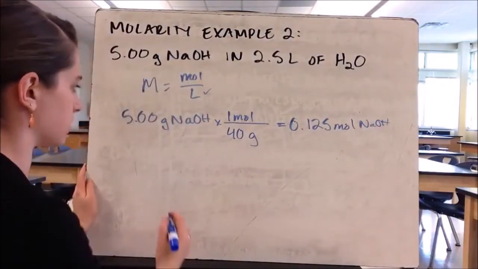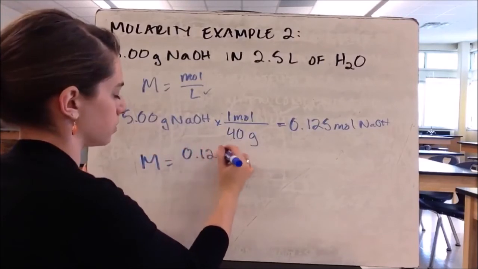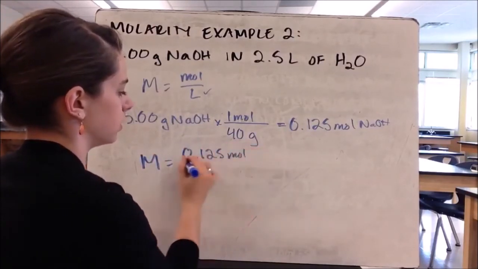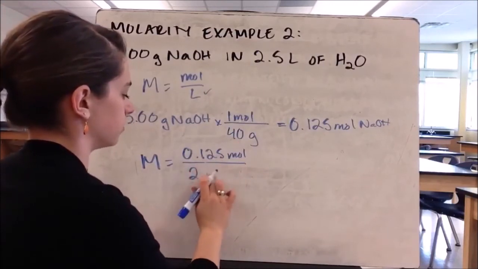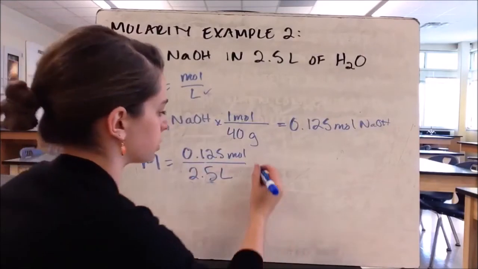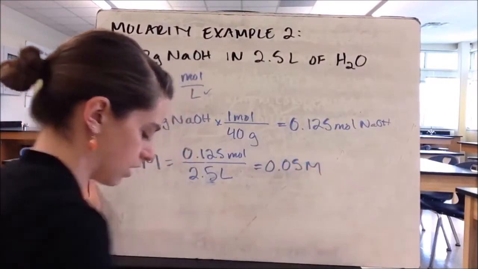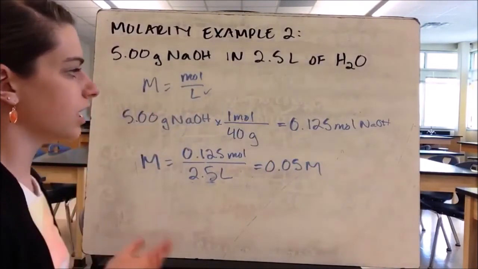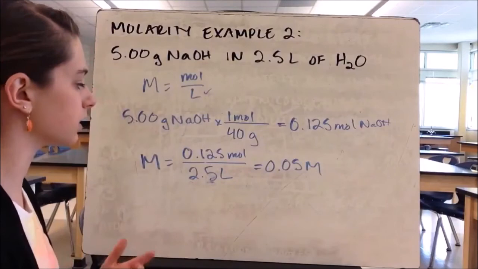So now to calculate my concentration, molarity is equal to 0.125 moles divided by my 2.5 liters from my solution, which turns out to be 0.05 molar.